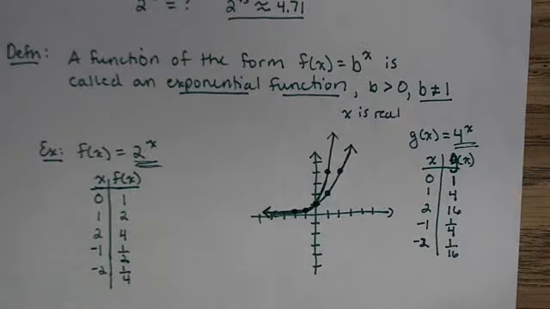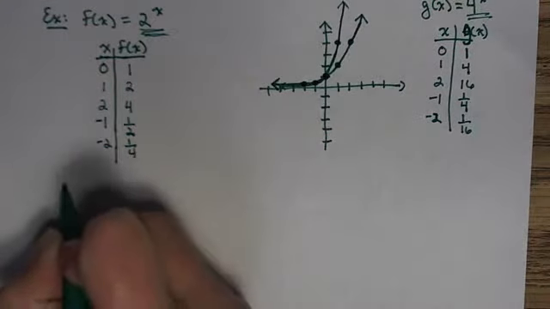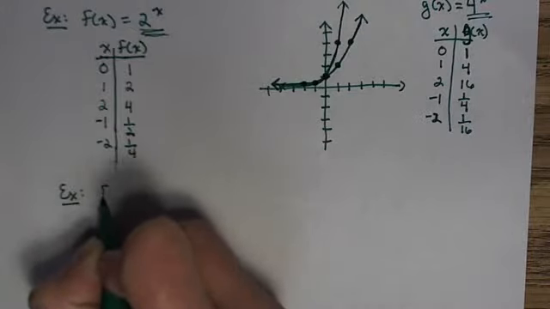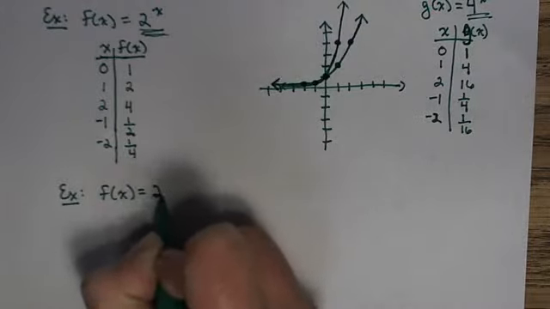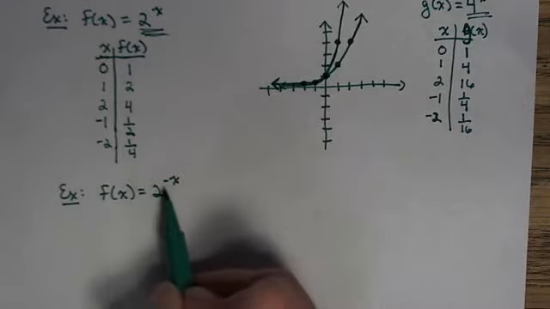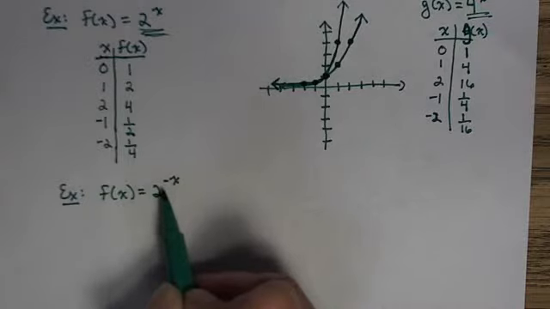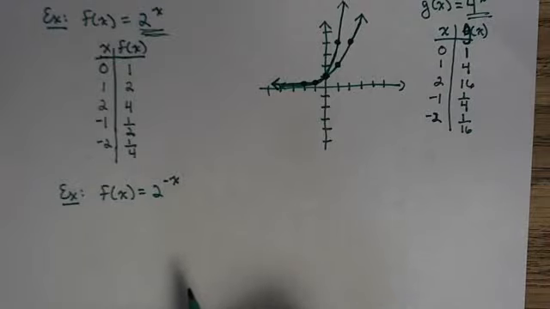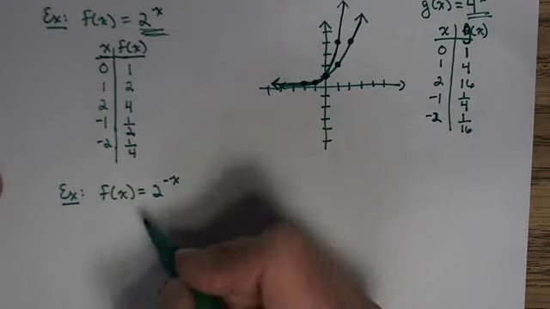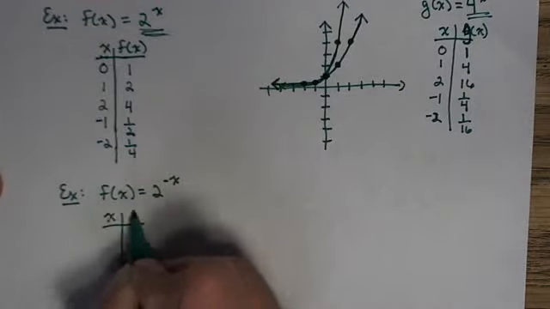Okay, let's take a look at a couple of other graphs. Suppose that I wanted to look at f of x equals 2 to the opposite of x. Now if you think about what you've learned in the past with a negative sign in a function, what effect is this going to have on the graph? I'll let you kind of think about that, and we'll come back and answer that in a moment. But let's go ahead and make a table for this one as well.